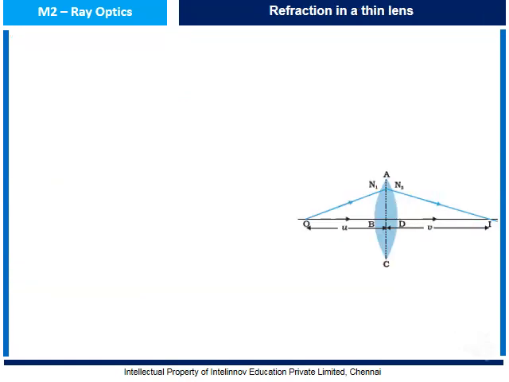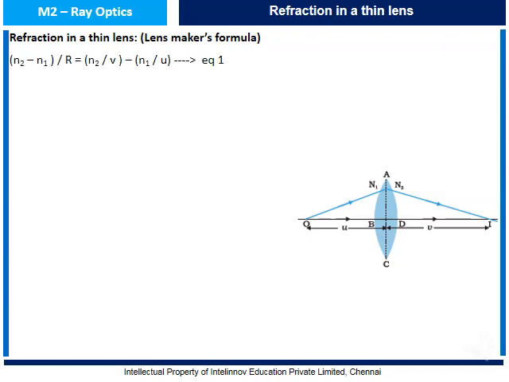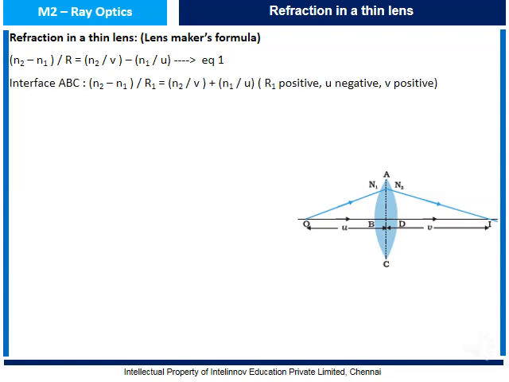Let us derive the lens maker's formula. Let us start with the equation (n2 minus n1) by R equals n2 by v minus n1 by u that we have derived in the previous slide for refraction at a spherical surface. Let us use a convex lens for our derivation. At interface ABC, equation 1 can be written as (n2 minus n1) by R1 equals n2 by v plus n1 by u. Here R1 is positive, u is negative and v is positive.